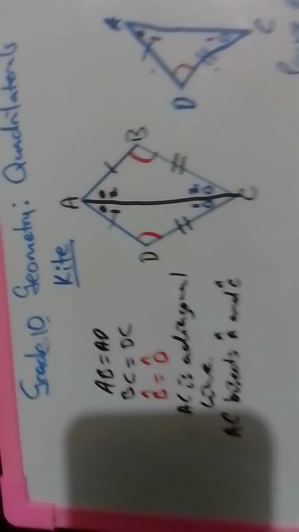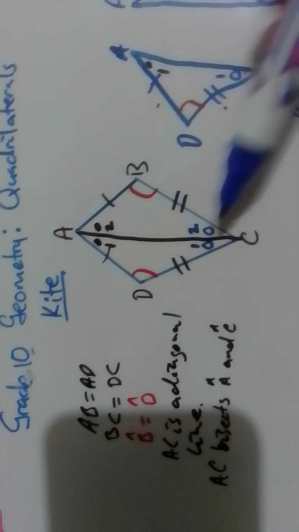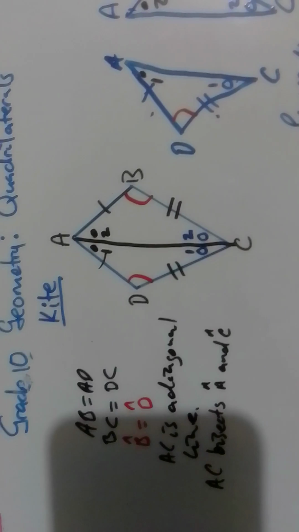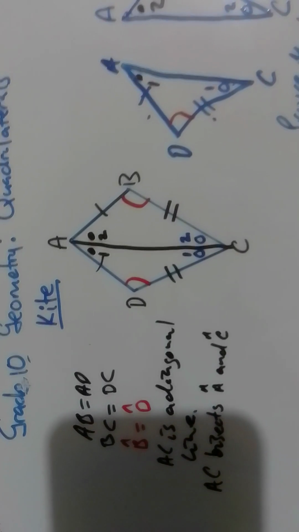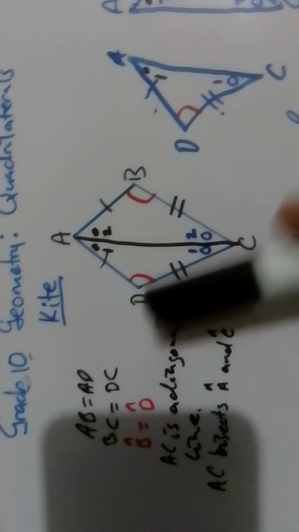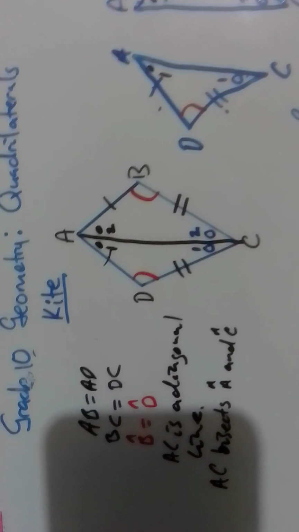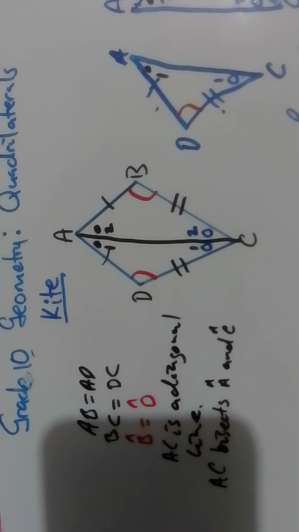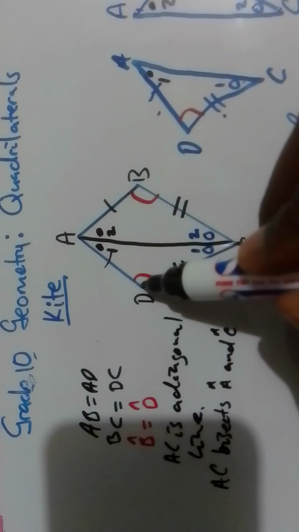All right. So I think we're done with the diagonal line AC. Now we're going to talk about what? We're going to talk about diagonal line DB. So we're going to draw diagonal line DB here.